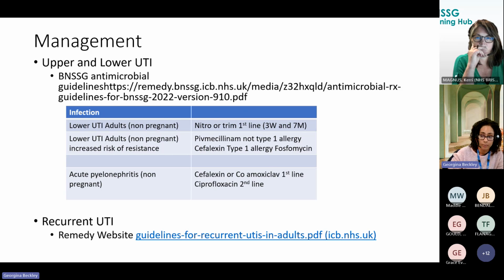So in adults who aren't pregnant, lower UTI, first line is nitrofurantoin or trimethoprim. Lower UTI, increased risk of resistance, so for example those who have had multiple courses of antibiotics or in a nursing home, then we release pivmecillinam, which is a penicillin-based antibiotic, cefalexin or fosfomycin as an option as well. Acute pyelonephritis, cefalexin, coamoxiclav or ciprofloxacin. And there's also some good management options on recurrent UTI, which I'll come on to as well.